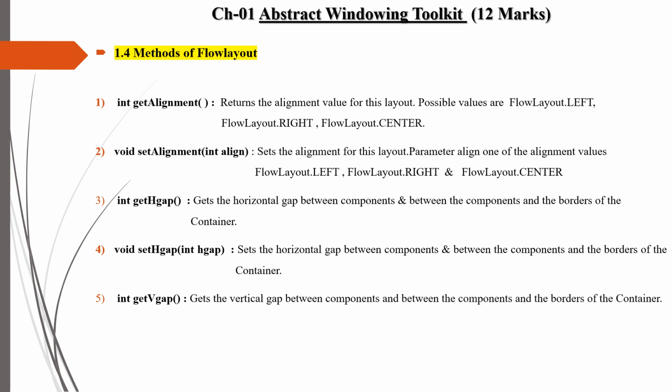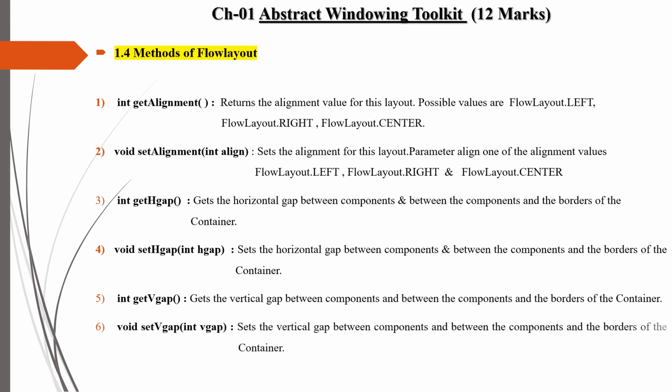Next method is getVgap. This method also does not have any parameter. This method returns an integer value, so the return type of this method is integer. This method returns, or gets, the vertical gap between the component and the border of the container.